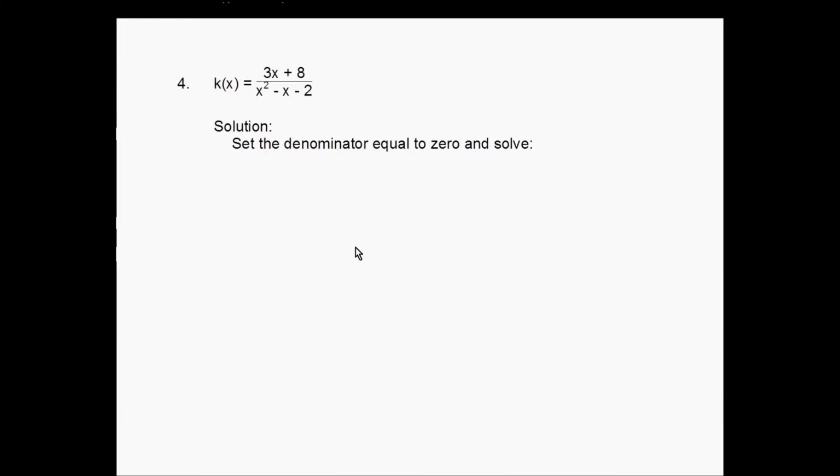Okay, there is a variable in the denominator. So set the denominator equal to 0. Again, don't worry about the numerator for domain. So set the denominator equal to 0 and solve. I've got x squared minus x minus 2 equals 0. Got to factor. I've got to use 1 and 2.